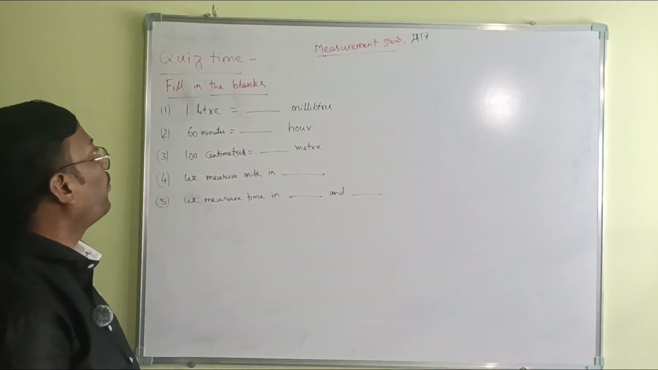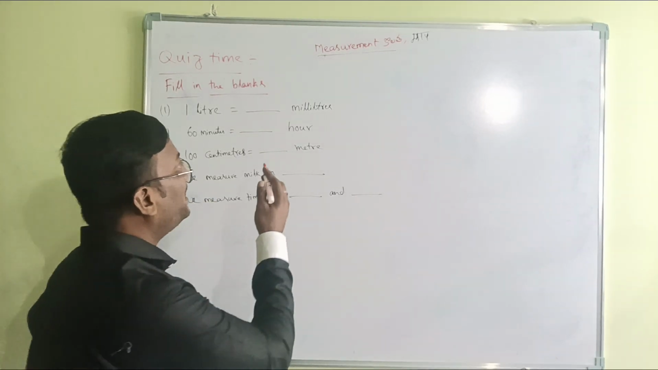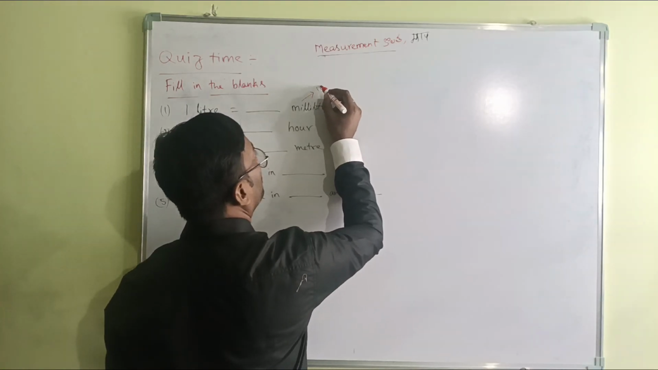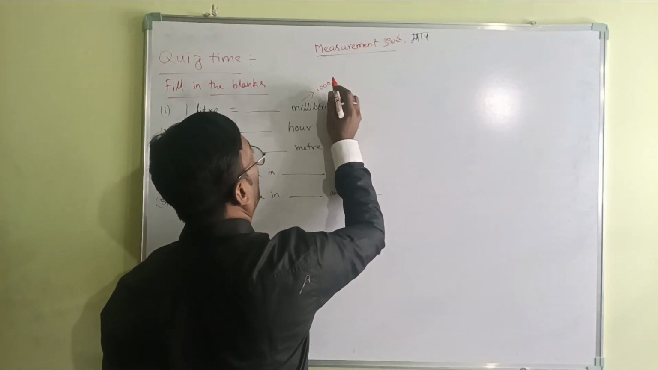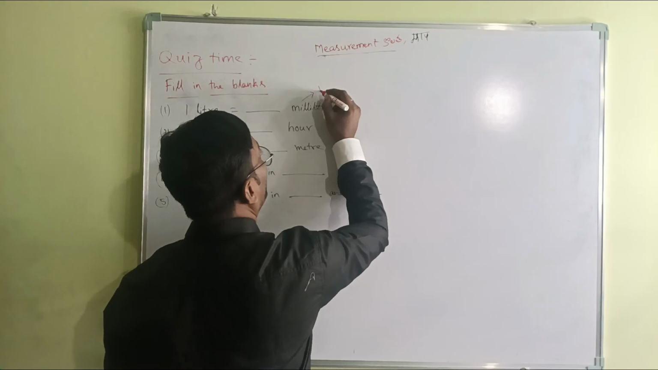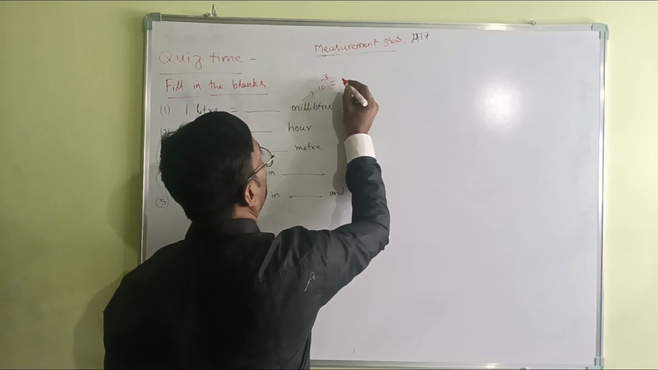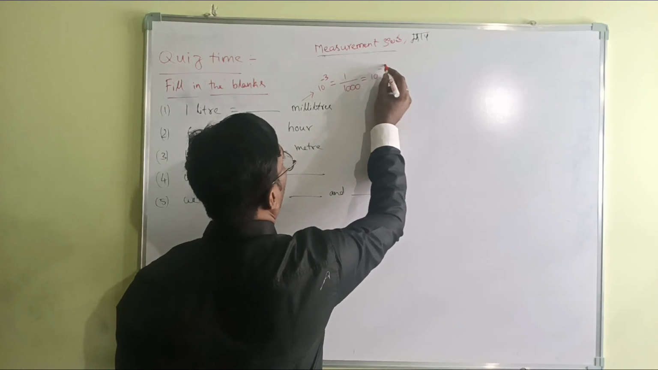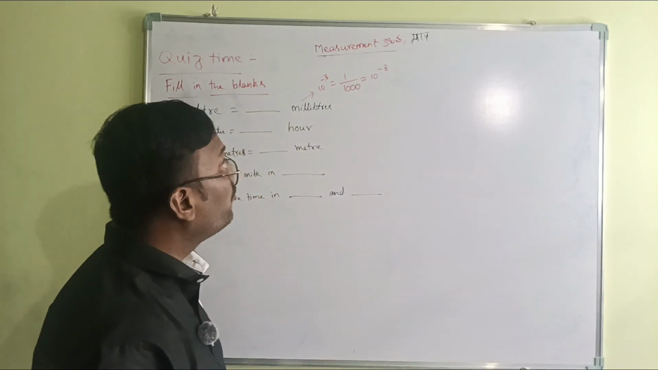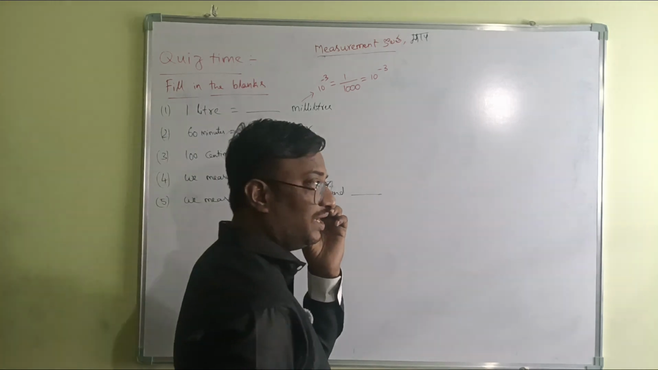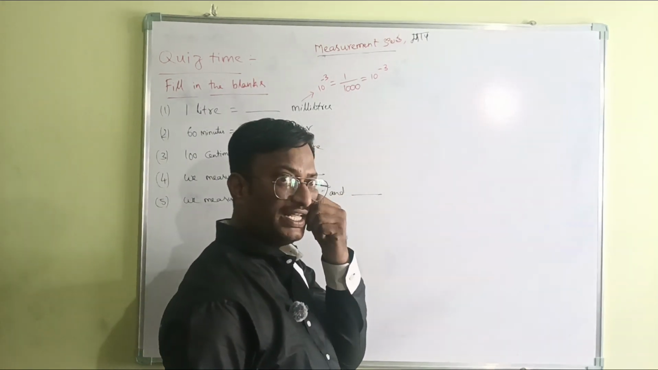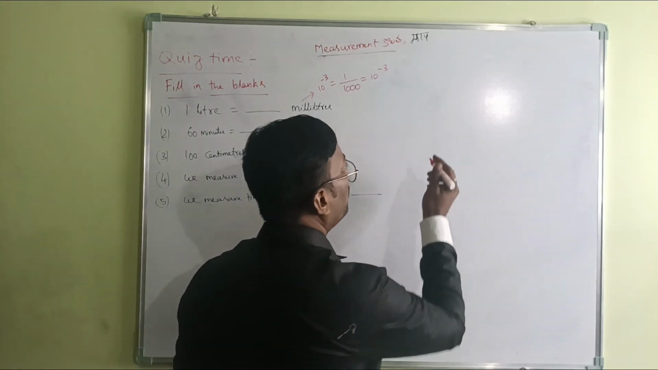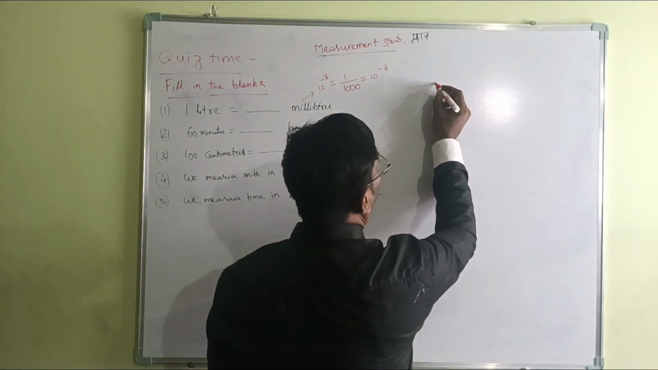Okay, now 1 liter is equal to dash milliliters. See children, milli in the sense 1 by 1000, or milli in the sense 10 power minus 3, not 1000, 1 by 1000. 1 by 1000 which is equal to 10 to the power of minus 3. Here we are going to apply one maths formula. I think you are going to study this maths formula in your 6th class or 7th class maybe. We shall see now. That is indices.